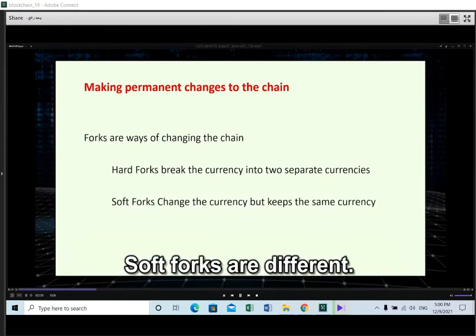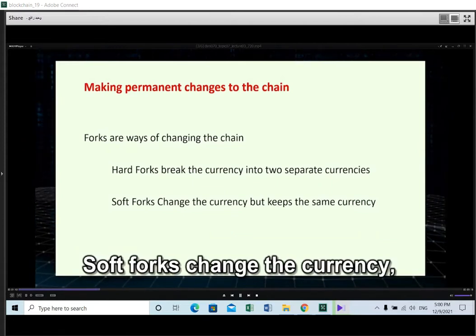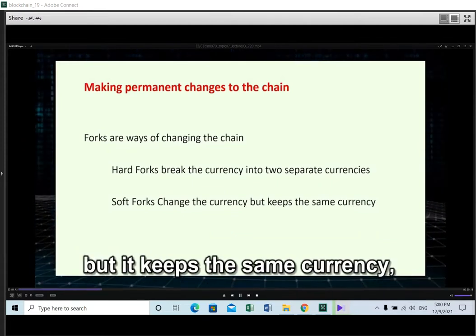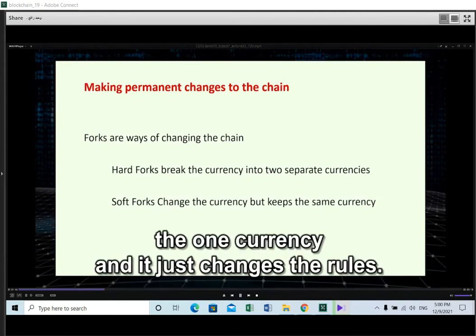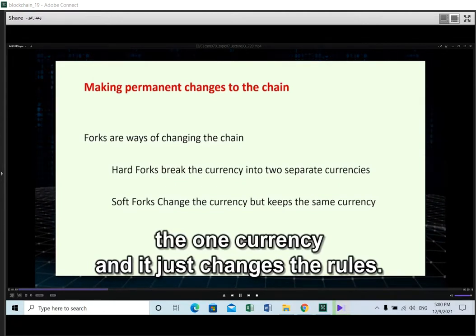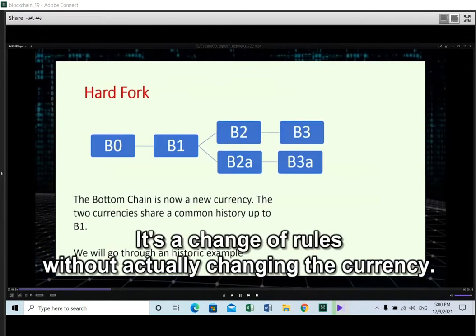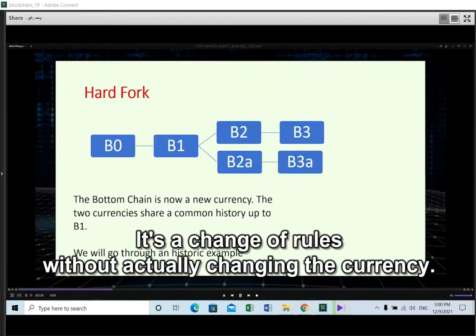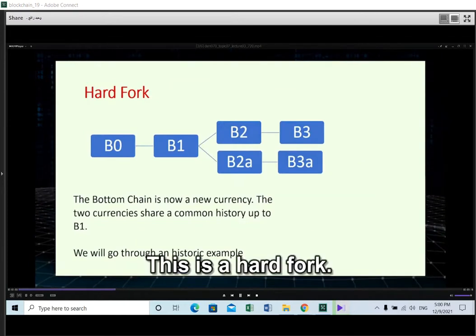Soft forks are different. Soft forks keep the same currency, the one currency, and it just changes the rules. It's a change of rules without actually changing the current currency. Okay, so this is a hard fork. This is what it looks like.